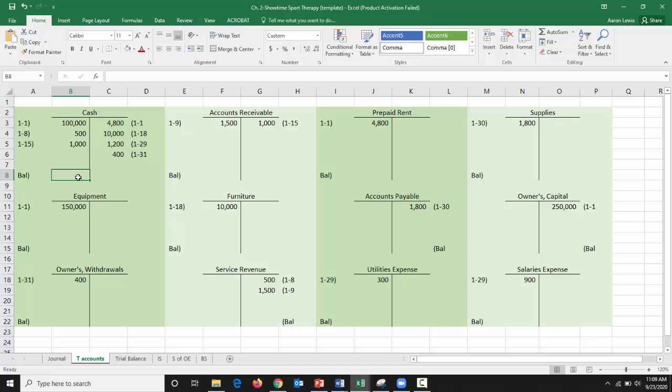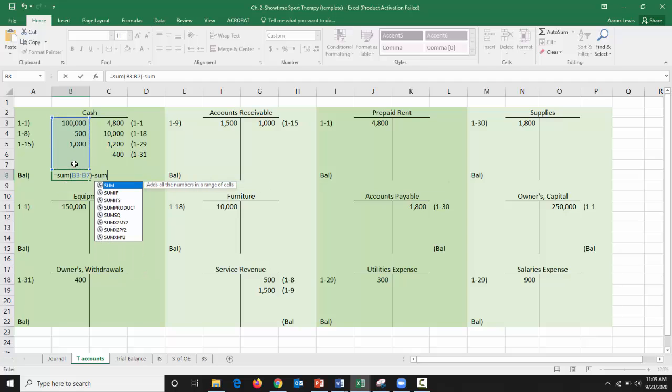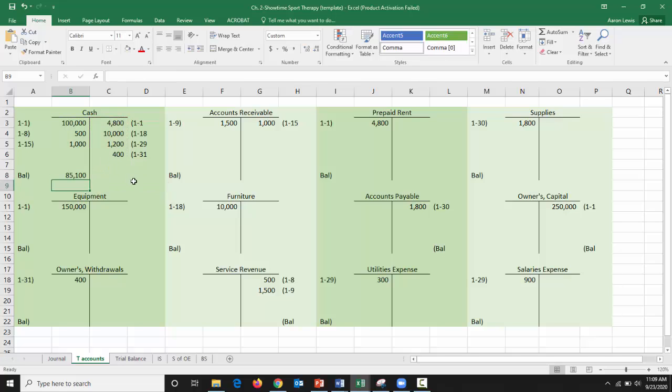So when I do that, I come up with $85,100, which is the current balance of Showtime Sports Therapy's cash. For accounts receivable, add the debits, subtract the credits because it's an asset. So if we take $1,500 and subtract out this $1,000, come up with a $500 balance.